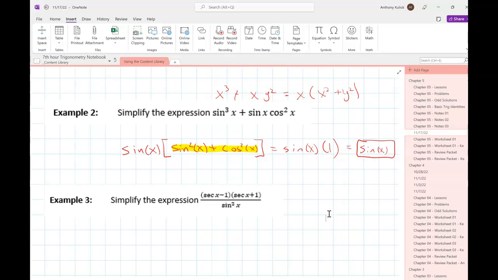First thing Mr. Kulik suggests to look for is algebra things, like factoring, foiling, common denominators, combining like terms. Anybody see an algebra thing I can do for this one? Should be pretty obvious.